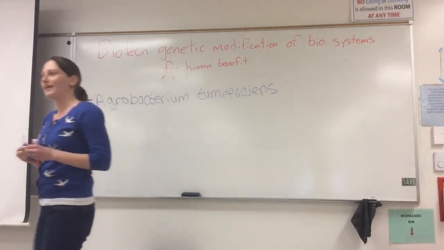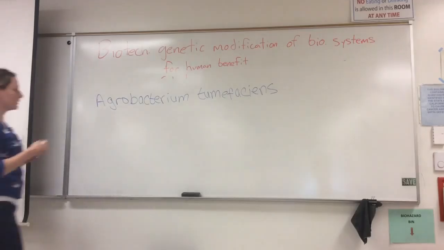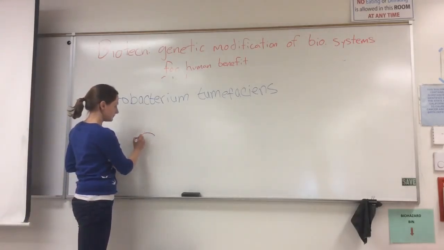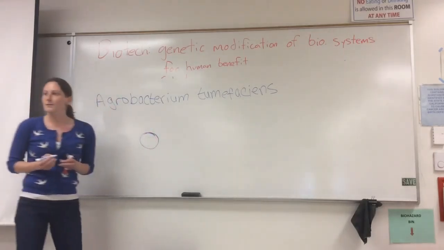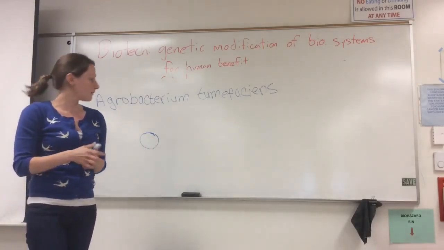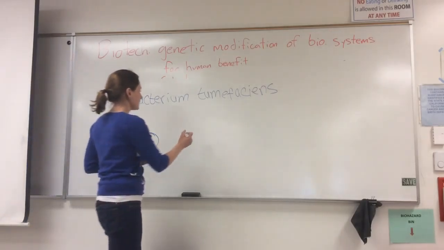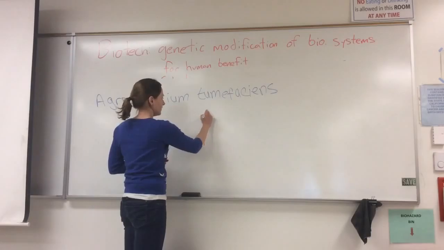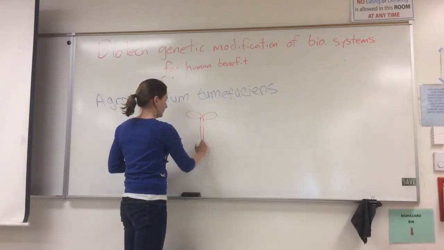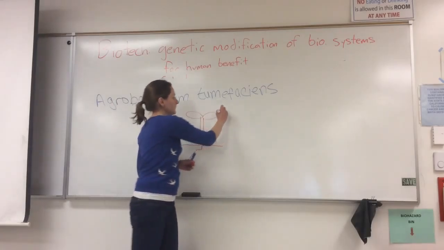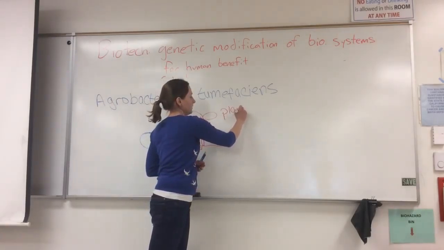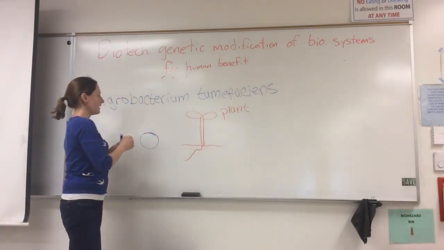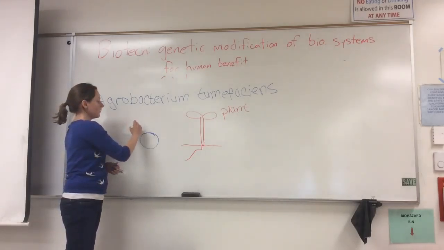So this is a bacteria that is found normally growing in the soil. So here's a bacteria growing in the soil. We also have plants. Here's our plant. And I'm going to abbreviate this as agro.